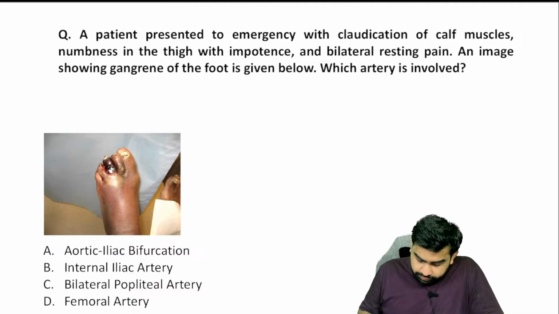The patient presented in the emergency with claudication of the calf muscles, numbness of the thigh, impotence, and bilateral resting pain. The image is showing gangrene of the foot below. What is the artery which is involved?